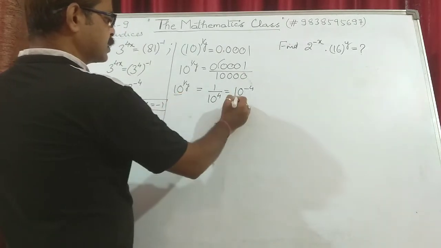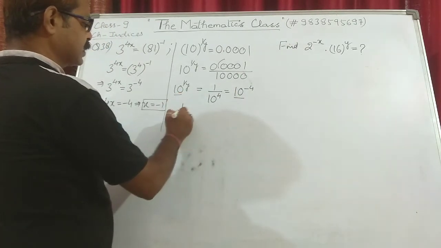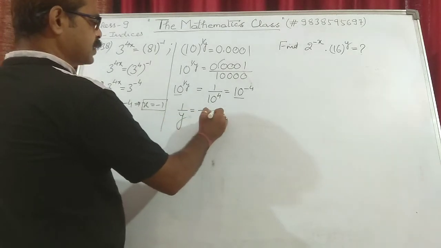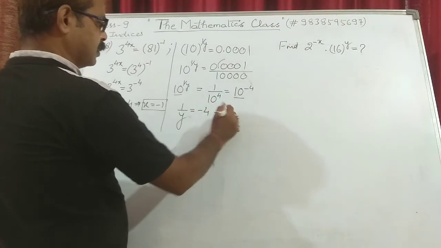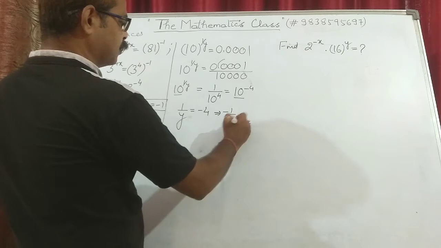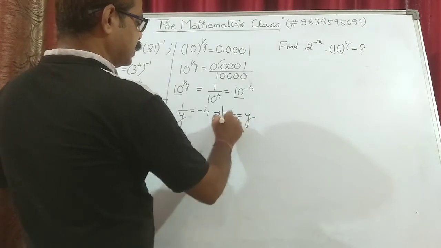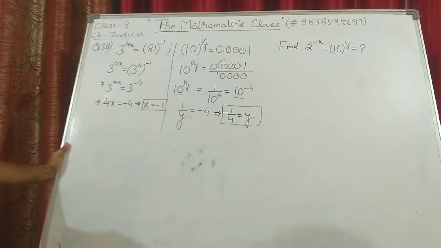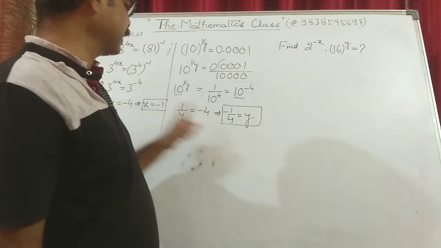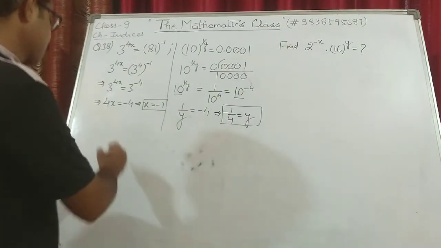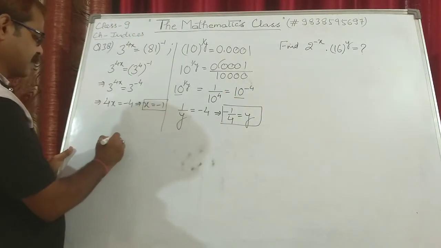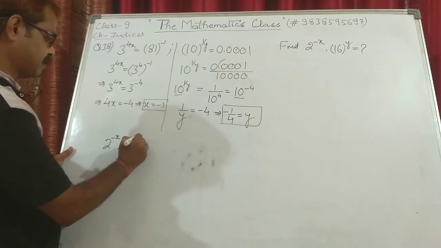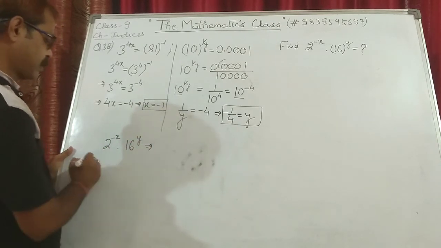Now you can see bases are equal, powers are different. So we can equate the powers and we can say 1 upon y is equal to minus 4. It means that y is equal to minus 1 upon 4. We got the value of y as well. Now we will substitute these values of x and y in the given equation, 2 to the power minus x into 16 to the power y. This you have to find out.